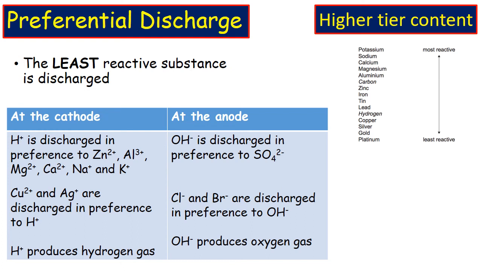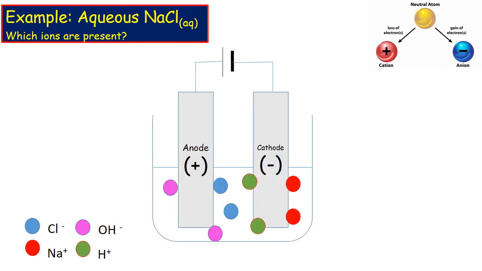At the anode, we've got the hydroxide ion being discharged in preference to the sulfate, and chloride and bromide ions are discharged in preference to the hydroxide ion. If you have the hydroxide ion at the electrode being discharged, you're going to produce oxygen gas. Now all this content for preferential discharge is higher tier content. So if you know you're going to be doing the foundation paper, you don't need to stress about this so much. So let's go back to our example of aqueous sodium chloride.